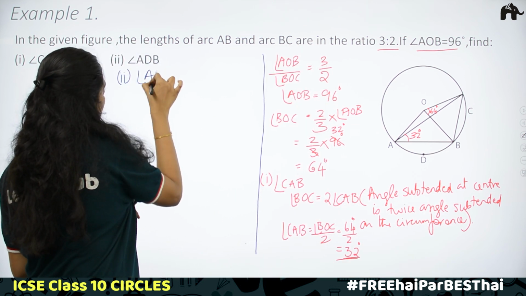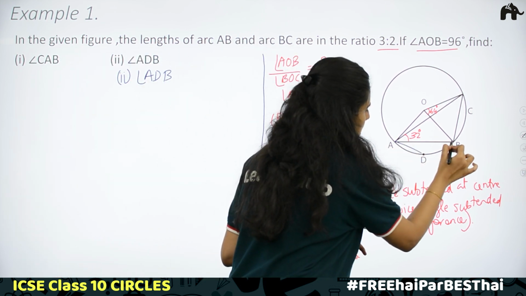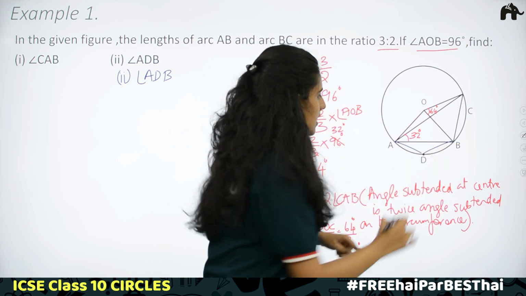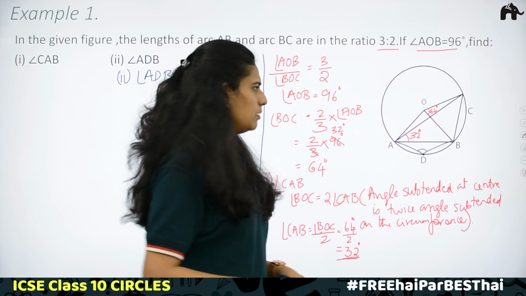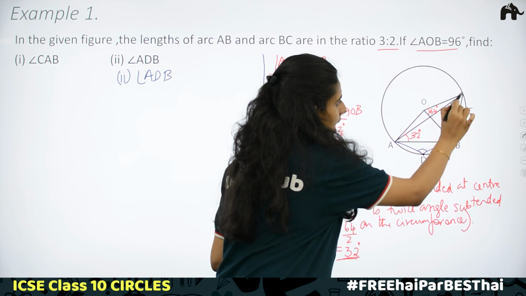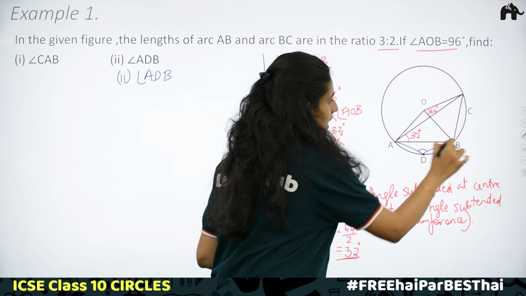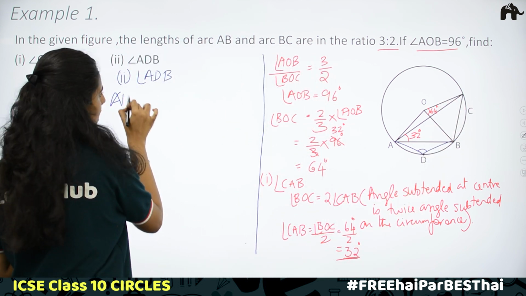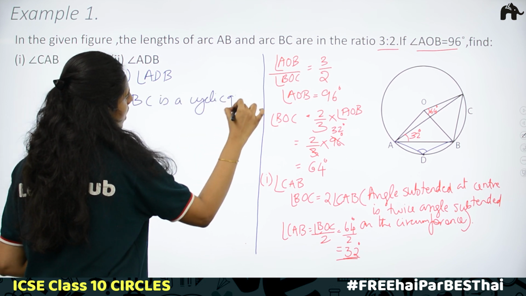Next we need to find angle ADB. How to find ADB? To find ADB, I am making a small construction, that is, I am joining A and D and points B and D. Here I will be getting the angle ADB. Now, these points A, D, B and C touch the circle. Yes, therefore we can say that ADBC is a cyclic quadrilateral.